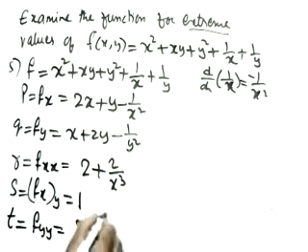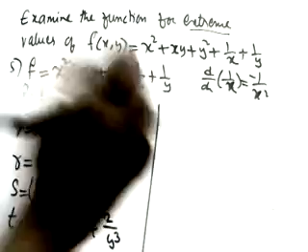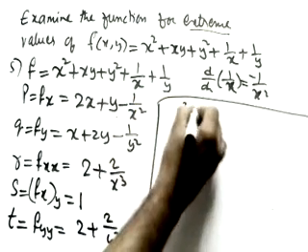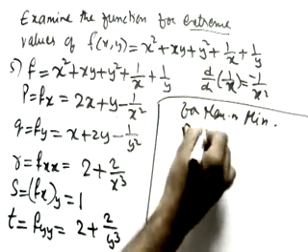This is same as this. Just now we did 2 by x cube, so this will be 2 by y cube. So this is the first step. What is the second step? We have to solve for maxima or minima.